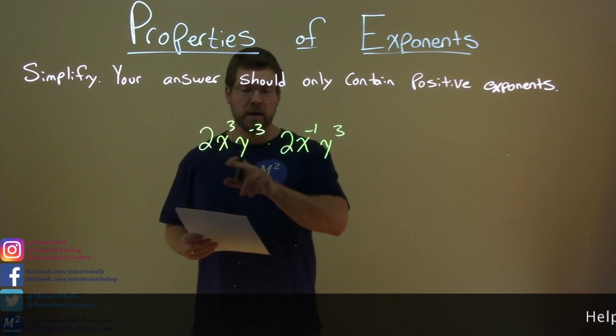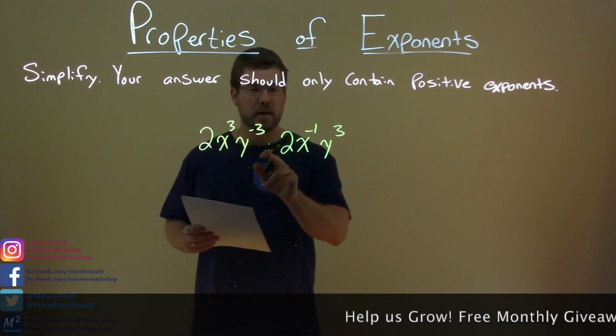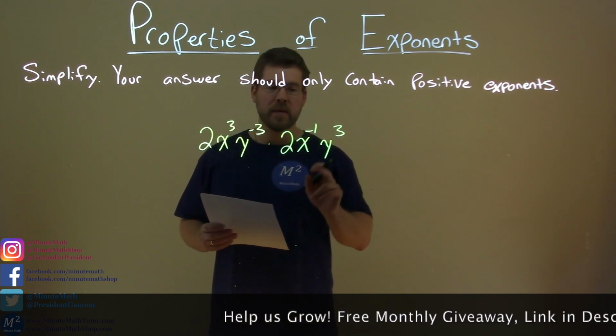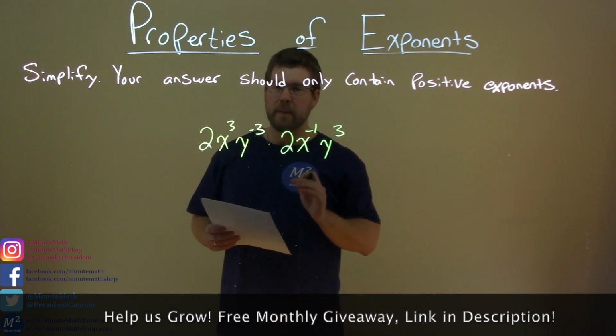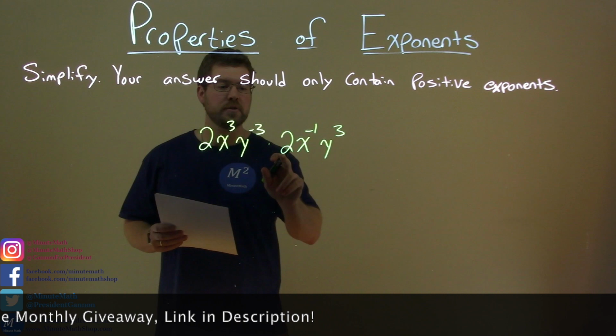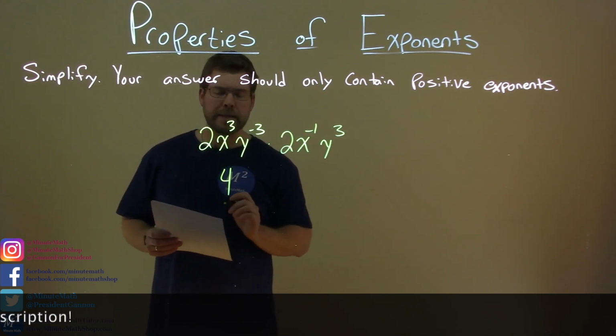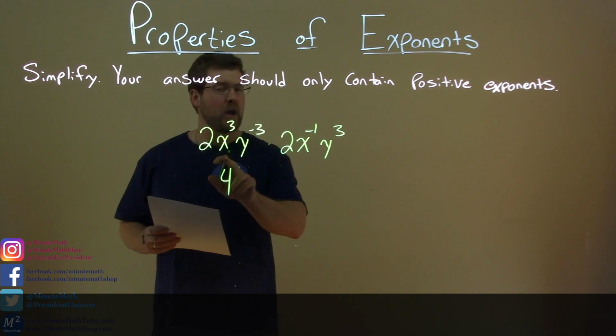We need to simplify 2x to the third power, y to the negative third power, times 2x to the negative 1 power, y to the positive third power. First thing I'm looking at are the coefficients here. 2 and 2, multiply them together, we get 4. So we have 4 right there. Now again, we need to multiply our like terms.